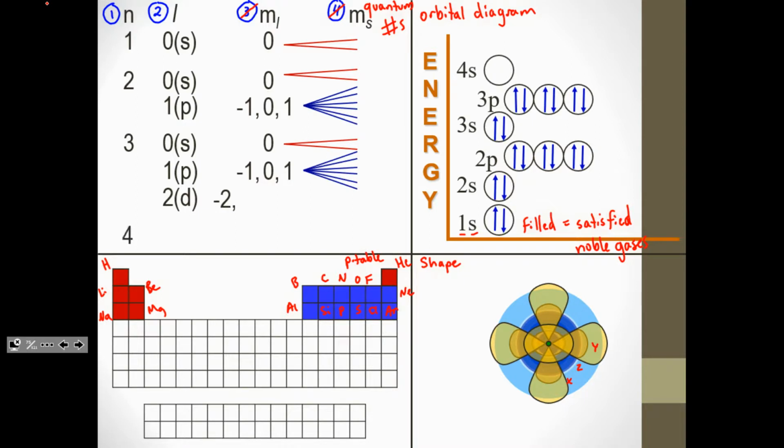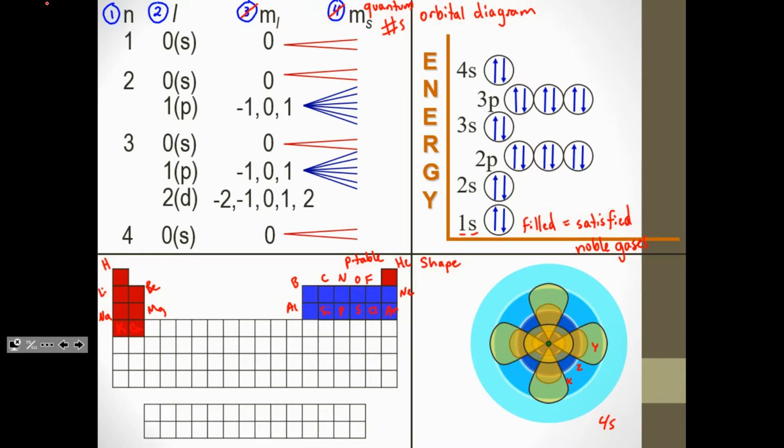4s will be down on the 4th row with potassium. That would be letter K. And the second one there would be calcium. And you'll notice that our shape got even larger. This is the 4s out here.